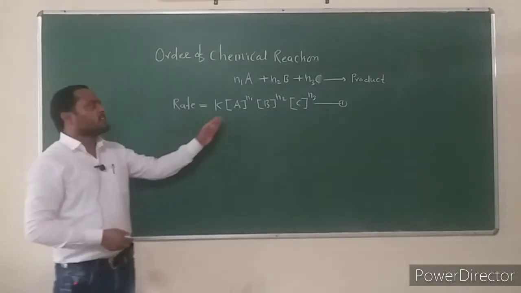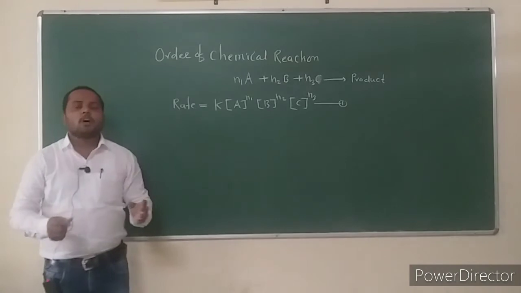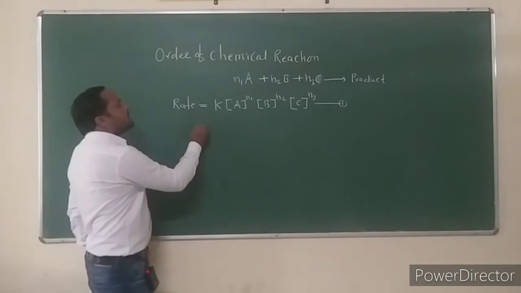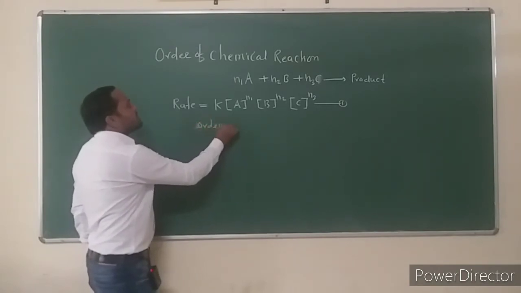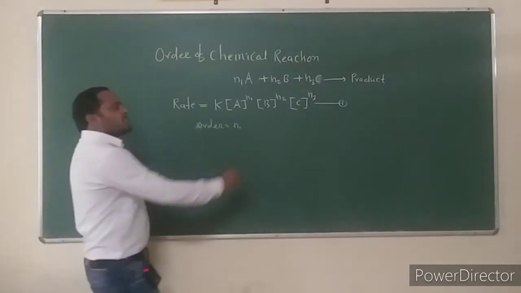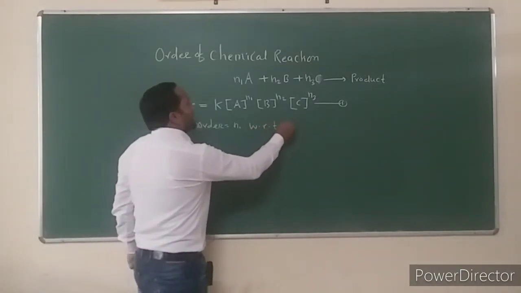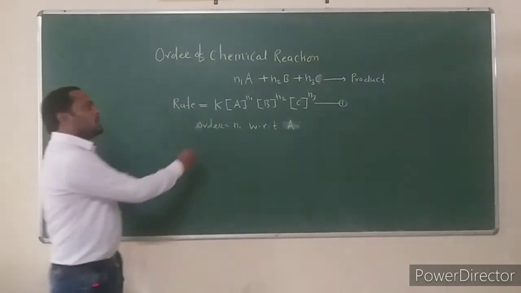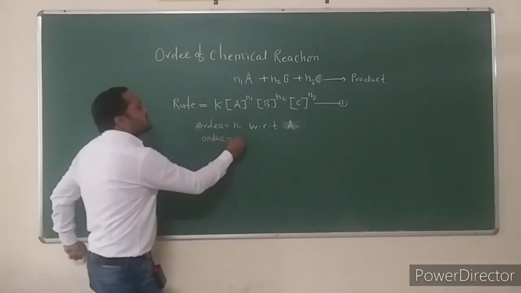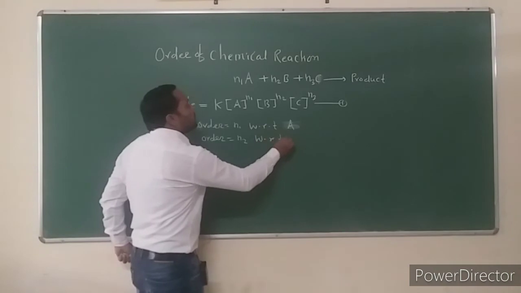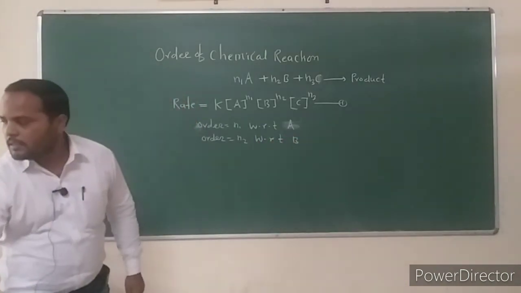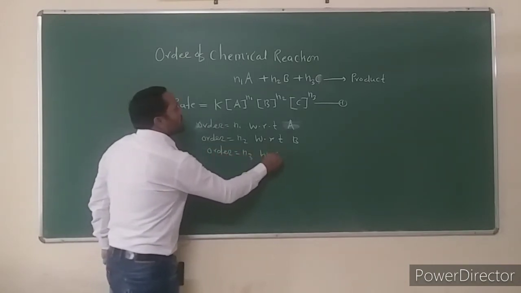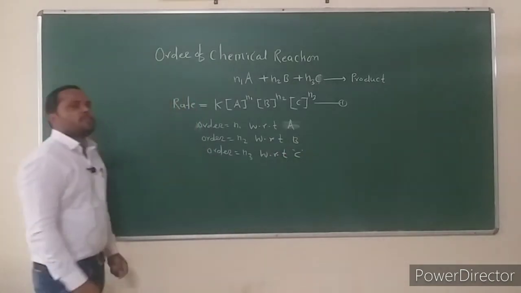Then what is the order of reaction? The order of reaction is n1 with respect to reactant A, the order of the given reaction is n2 with respect to reactant B, and the order of reaction is n3 with respect to reactant C.